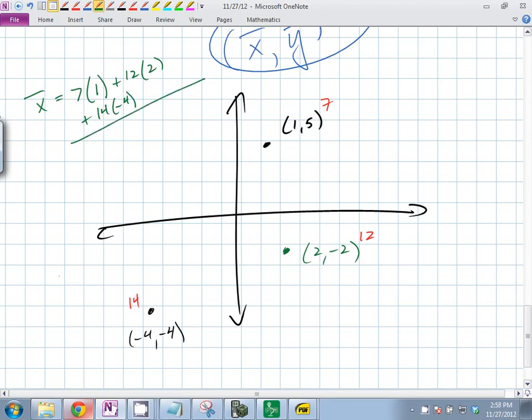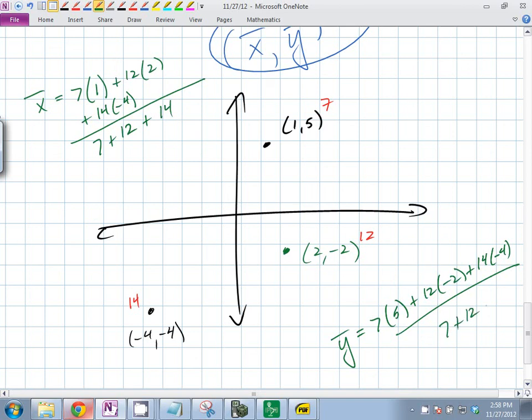Yeah, you've done this. So plus 7 plus 12 plus 14. And what is y bar going to equal? The same thing, but exactly 7 times 5 plus 12 times negative 2 plus 14 times negative 4, and we're going to divide by the same mass. So what's a really simple way of saying what 7 plus 12 plus 14 represents? Like the total weight of the platform.